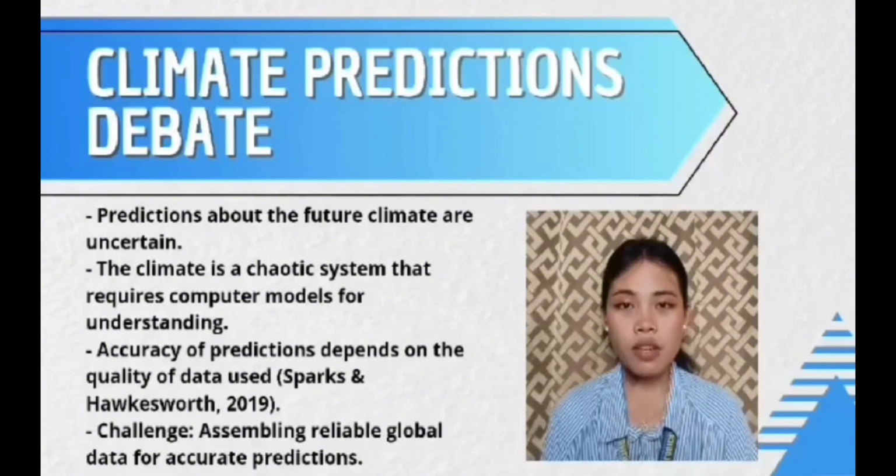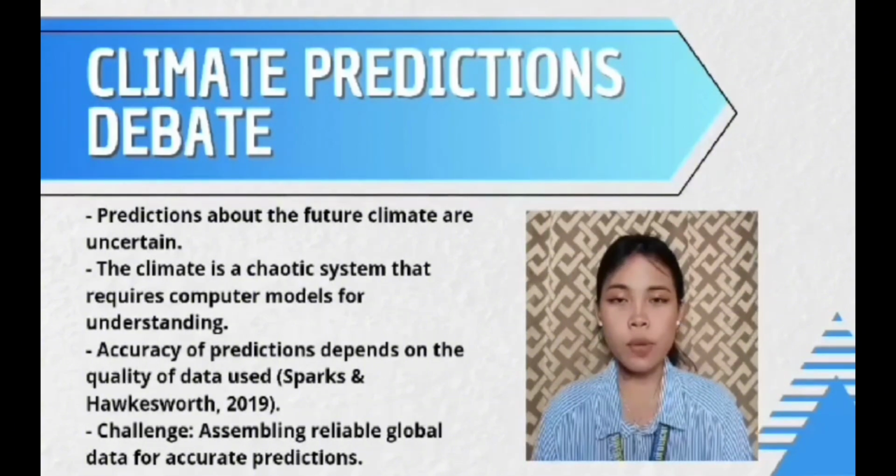Moreover, Sparks and Hawkinsworth in 2019 point out that even when data is available, ensuring its quality is vital, as errors in measurements or inconsistencies can distort model results. Scientists also use tipping points as a framework for predictions.